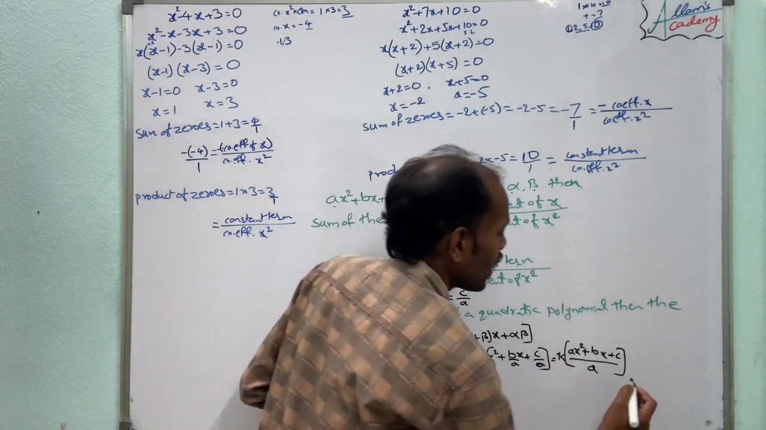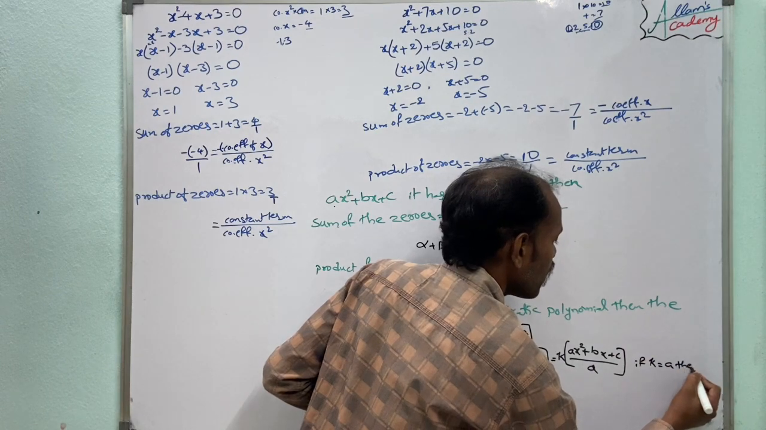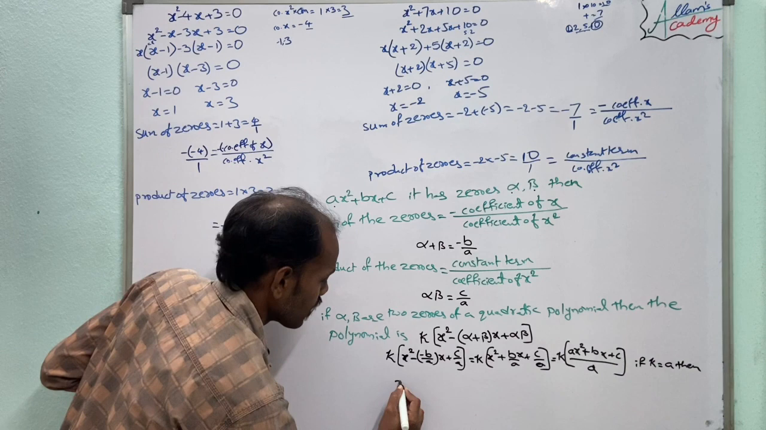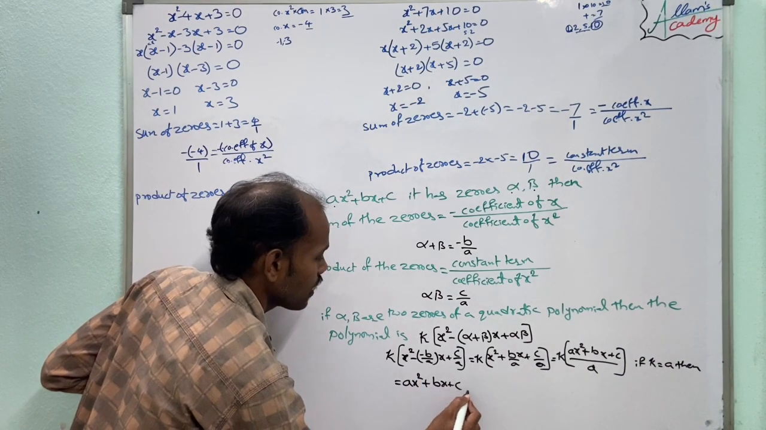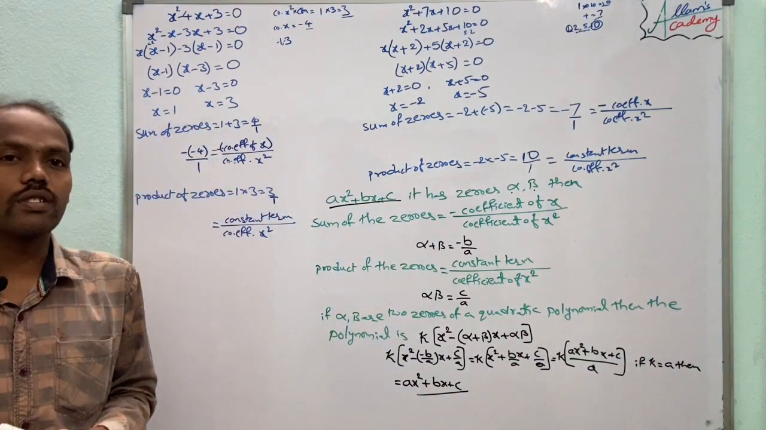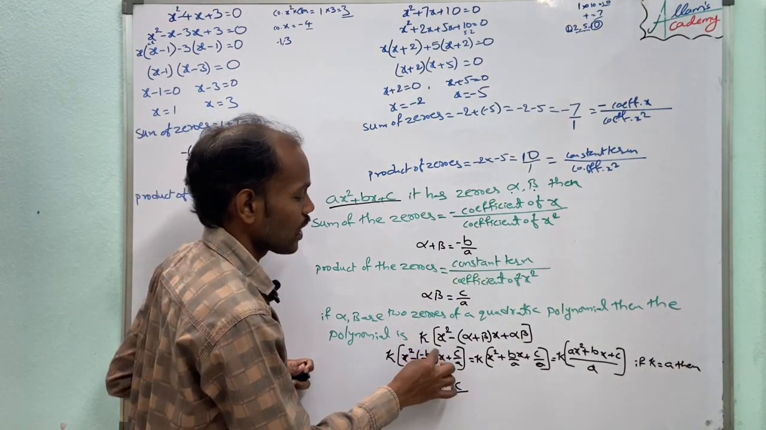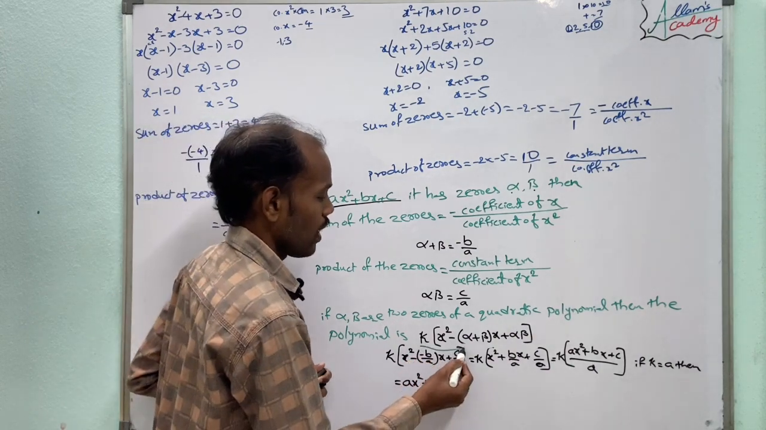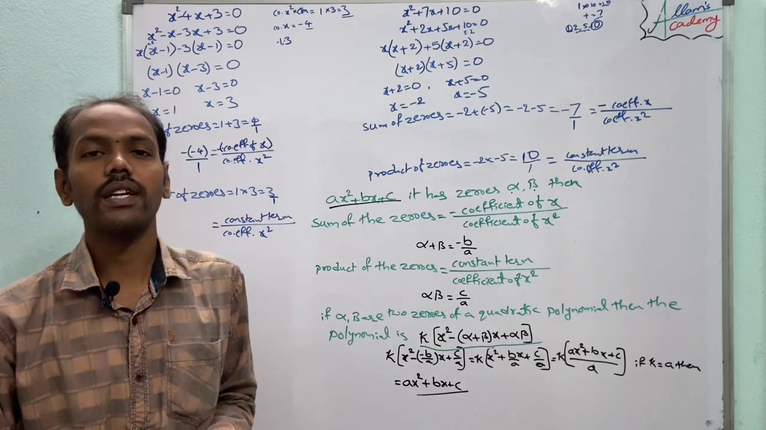Now here k equal to a, so k by a means that is cancelled. So that is nothing but ax square plus bx plus c, the general form of a quadratic equation. So if alpha and beta are the zeros, then the quadratic polynomial is k into x square minus of alpha plus beta into x plus alpha beta.